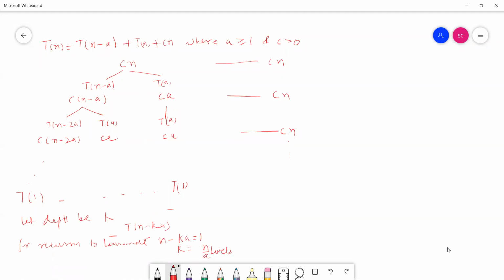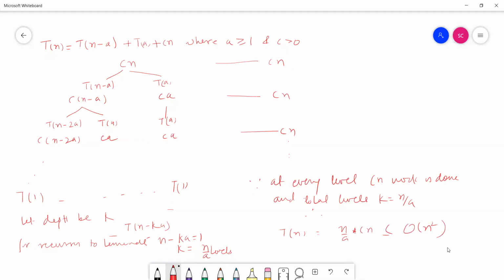So at every level, Cn work is done, and total levels k is equal to n by a. Therefore, T(n) is equal to n by a into Cn, that is less than or equal to order of n square. Why? Because C and a are constants. So the answer is order of n square. I hope it is clear. Class, any problem?